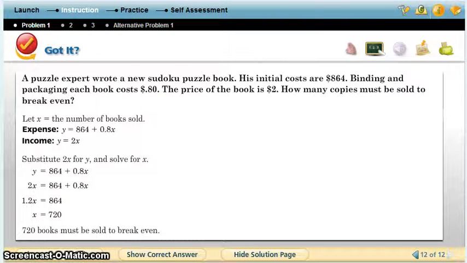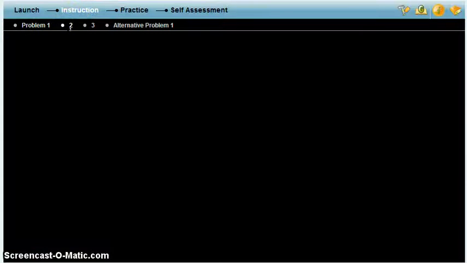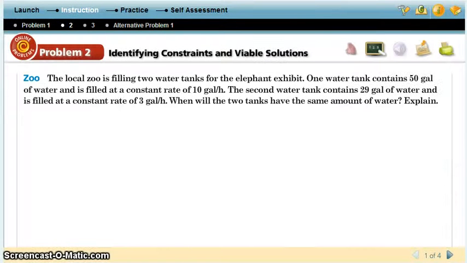Now we're going to take a look at another example. And this one deals with identifying constraints, which means there are numbers that we know we cannot use. There are values for x and y that just are not reasonable and cannot work. And from that, we also determine viable solutions. Once you get your answer, does it make sense?